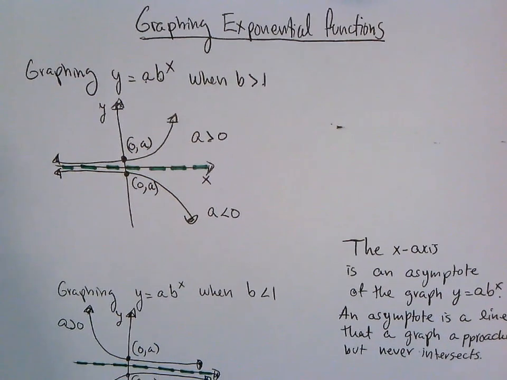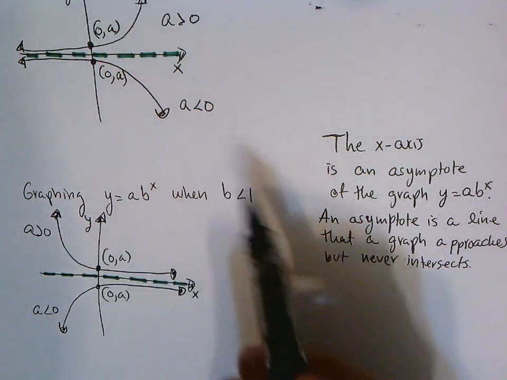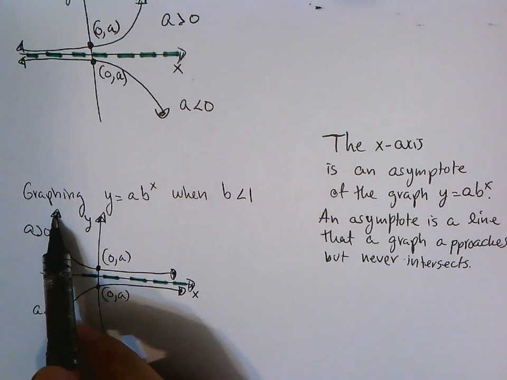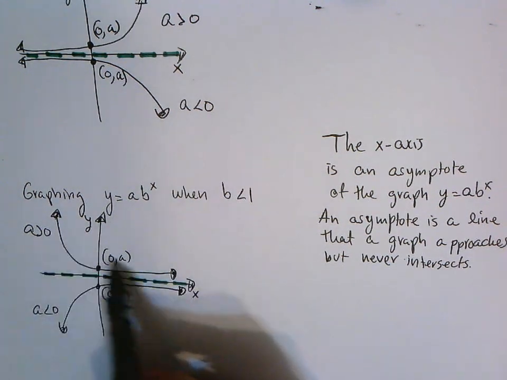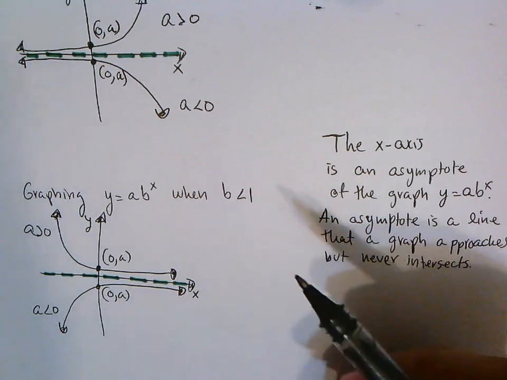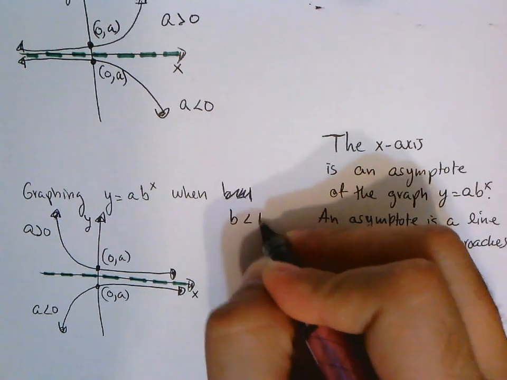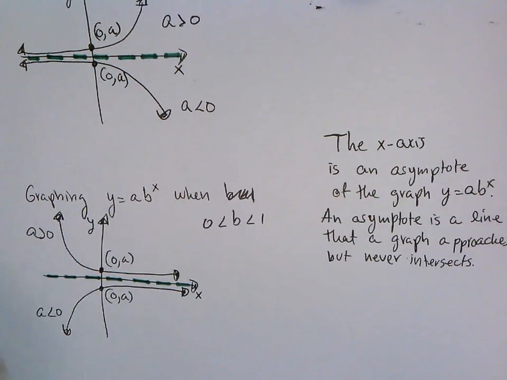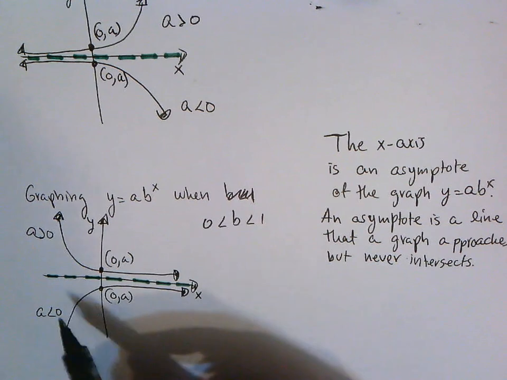Now, the third and the fourth situation that we have is this one. If b is less than 1, then my graph will be decreasing if the value of a is positive, but b is less than 1. Let me be more specific. Actually, if b is between 0 and 1. If b is negative, then we get a whole different picture, a whole different graph.